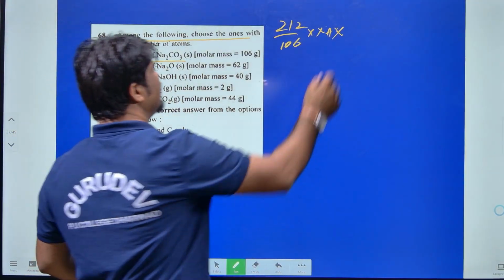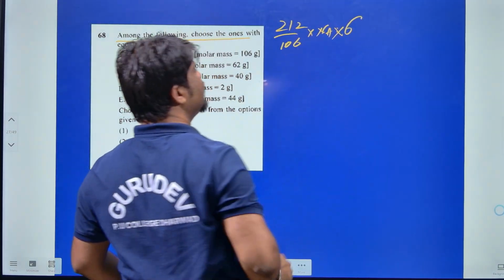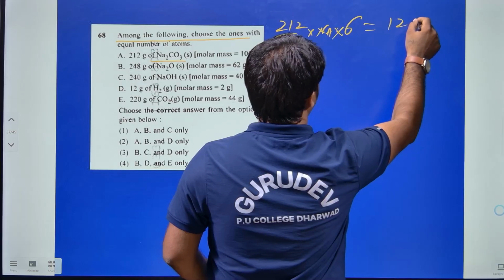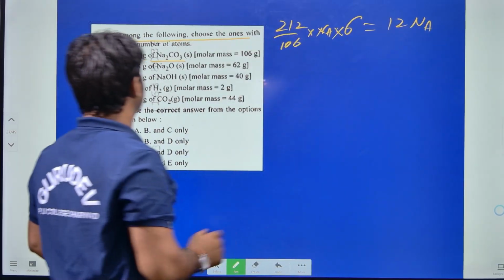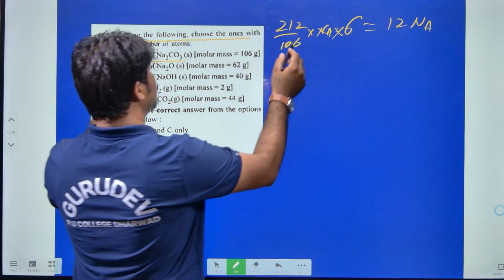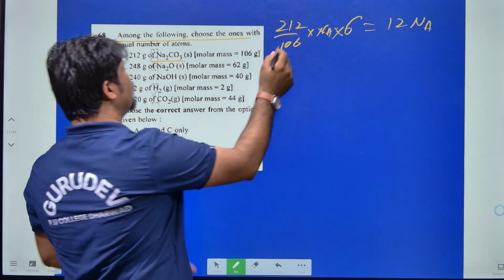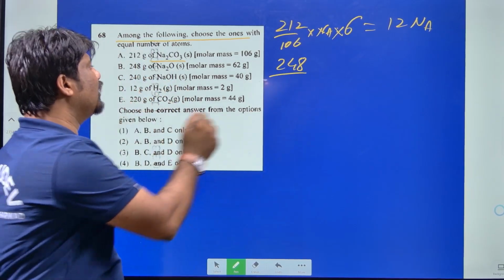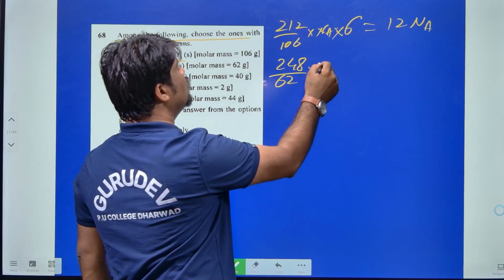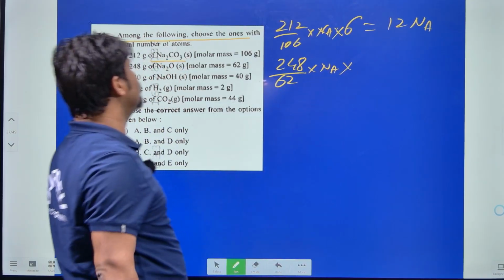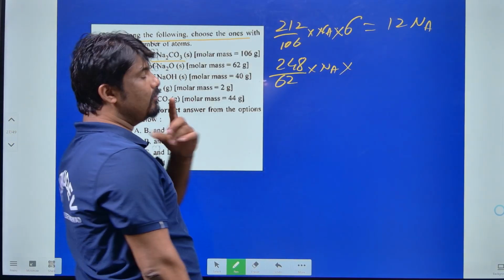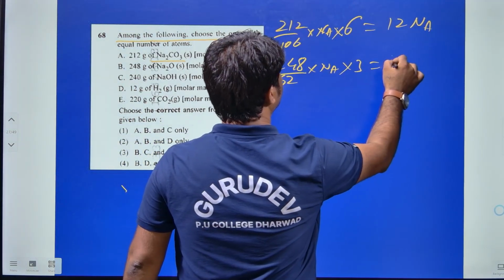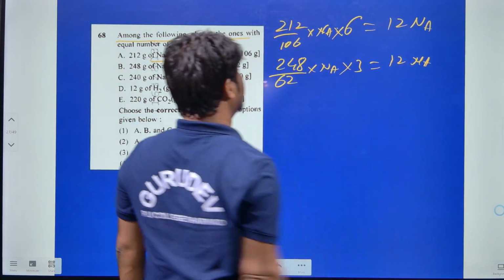Na2CO3 containing 6 atoms, which on further simplification gives 12 Na. Then go to the next. In the B option, 248 grams of Na2O. Its molecular mass is 62, multiplied by Na. How many atoms does it contain? Na2O, sodium 2 and oxygen 1, there are 3 in total, which on further simplification gives 12 Na.